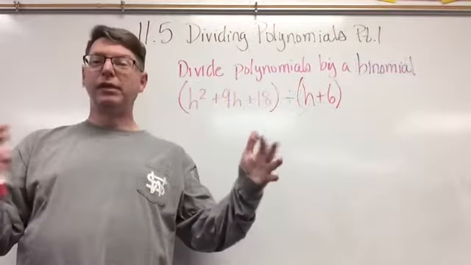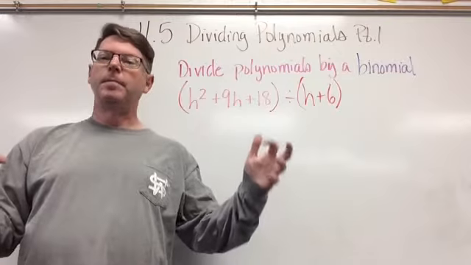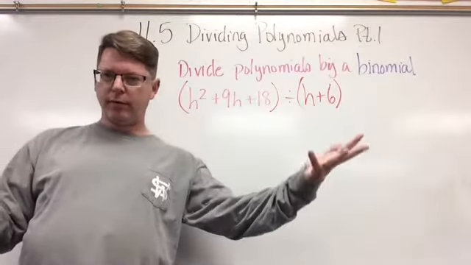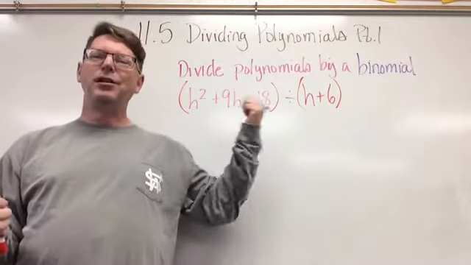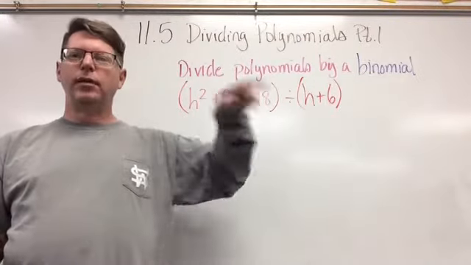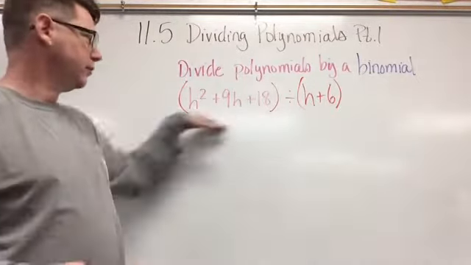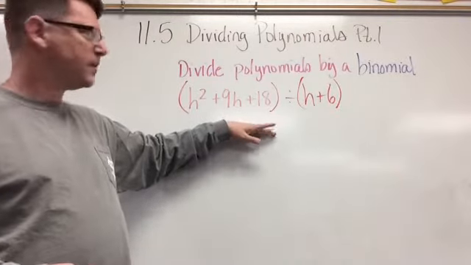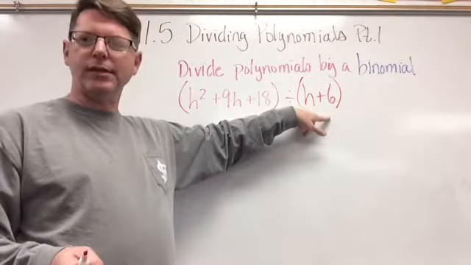Draw a big squiggly line in your composition book because we're going to go to part number 2. Divide polynomials by a binomial. Okay? Divide polynomials by a binomial. So I've got my polynomial. In this case, it happens to be a trinomial. And I'm dividing it by the quantity of h plus 6.